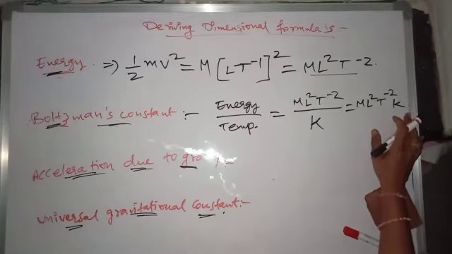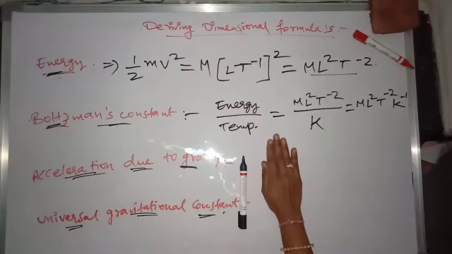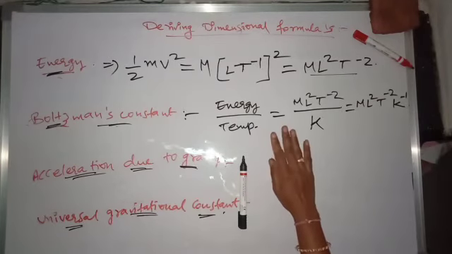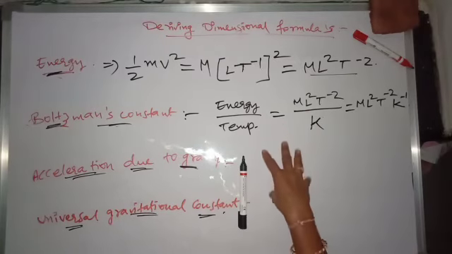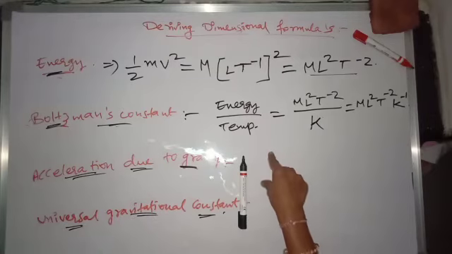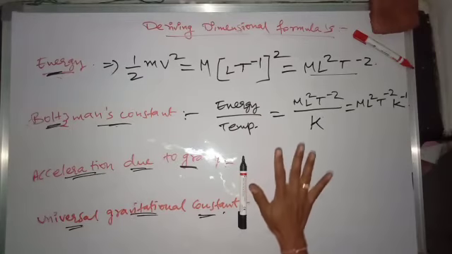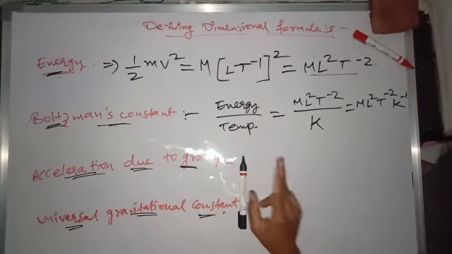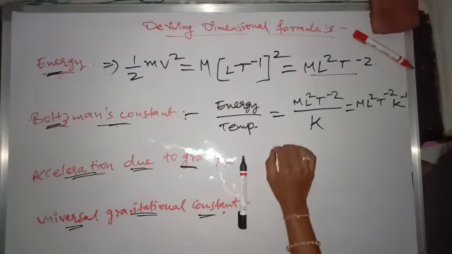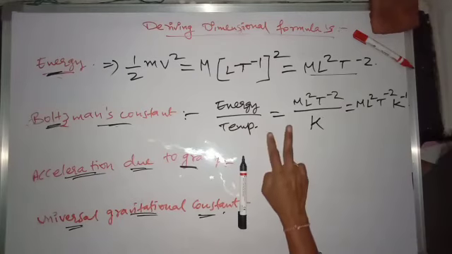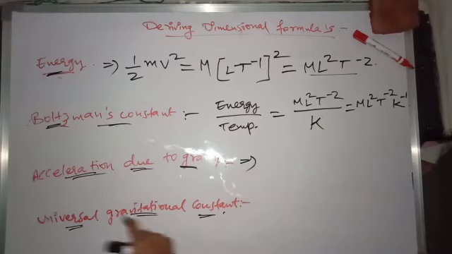You have K power minus 1. We are using only fundamental physical quantities, not derived physical quantities or supplementary physical quantities. We are writing the dimensional formulas using fundamental quantities only. If there is no fundamental quantity in the given expression, then that derived physical quantity is said to be dimensionless. It has units, but there are no dimensions.